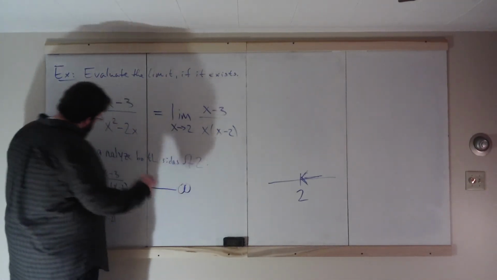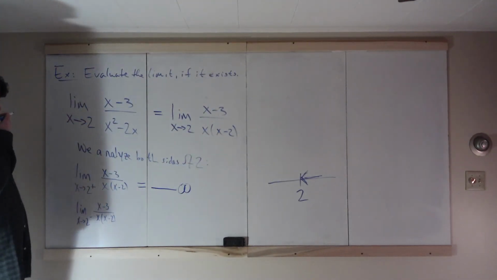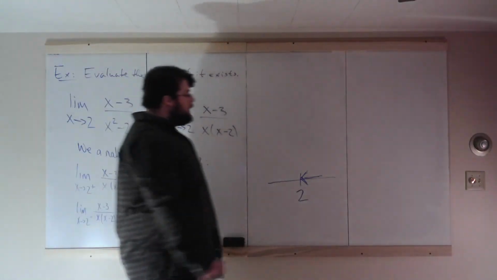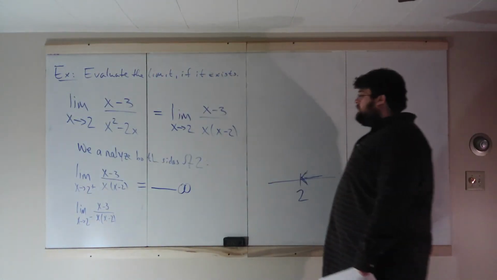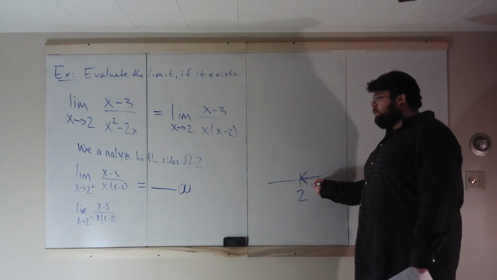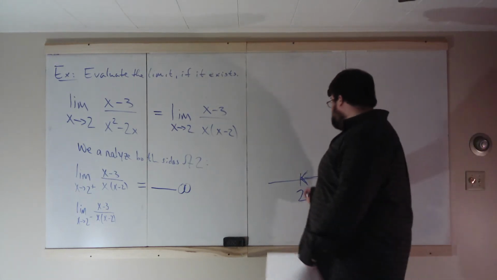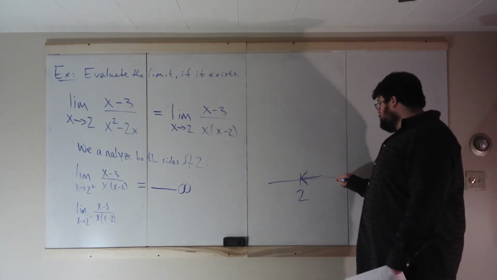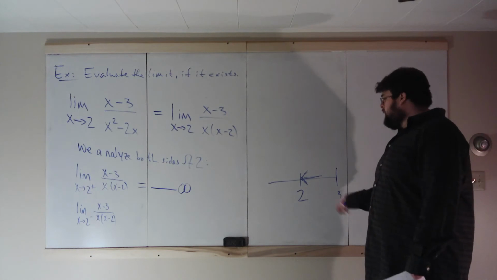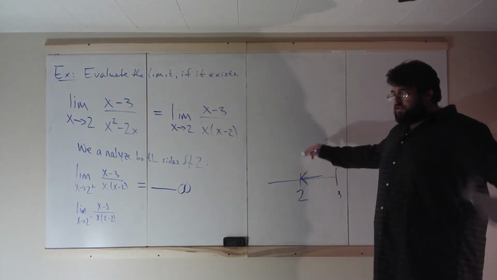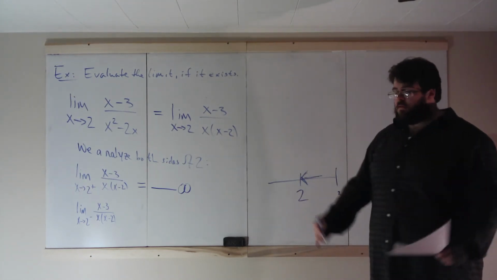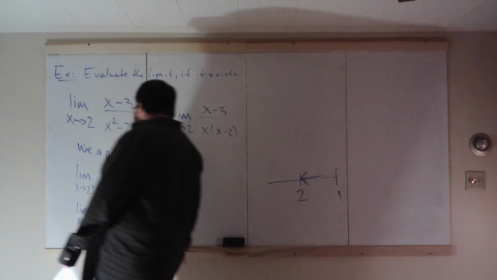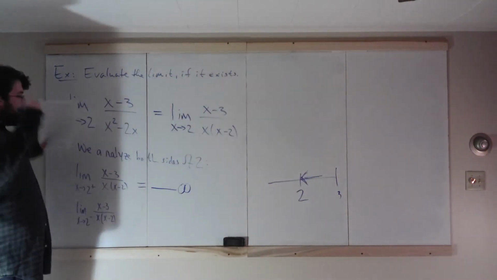And I'm going to introduce notation I've never actually seen anywhere else, but I find it helpful. Remember, we're looking at the right of 2. So we're looking at numbers really close to 2. I mean, 3 is way over here. We're looking like 2.001, even closer to 2 than that. So we're really close to 2, but on the right.